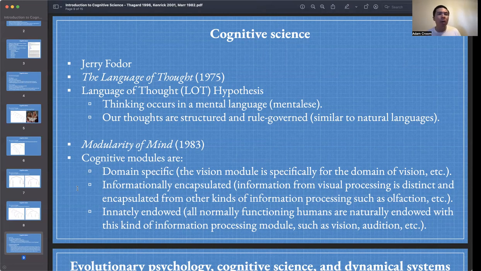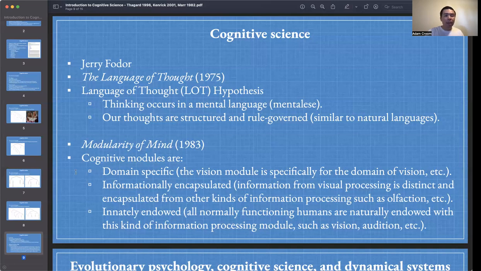The idea here is that we have modules devoted to specific tasks cognitively, just like physiologically we have different modules specialized for different tasks. The heart is specialized for pumping blood through the body, and the liver is specialized for other things like cleansing your system and so on. They are distinct and they perform different actions.